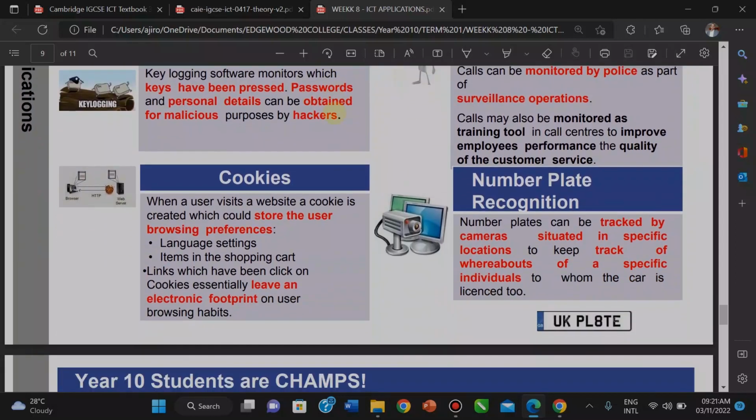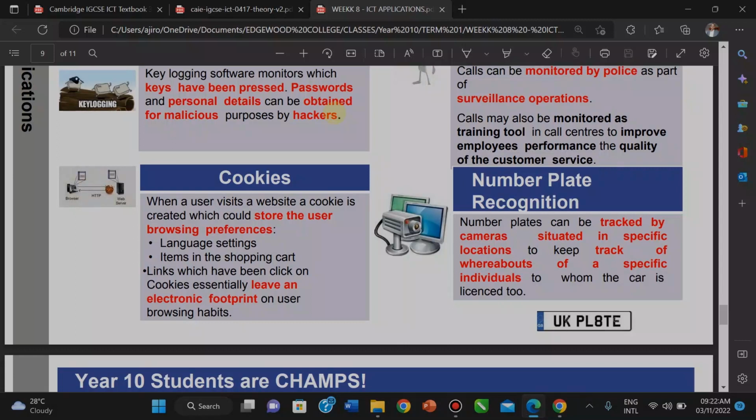Then we have cookies, and cookies on the other hand are used to store browsing preferences, in terms of language settings, items in the shopping cart, links that have been clicked on, and the likes of that. So whenever you're visiting the website next time, you can have access to that.